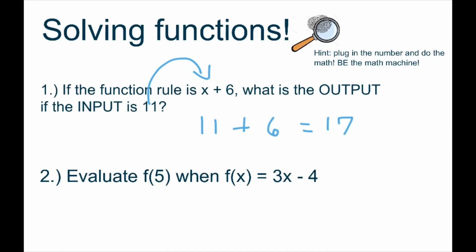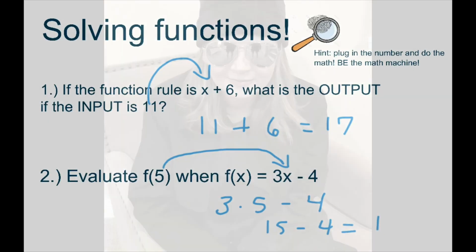Lastly, let's do this one. Evaluate f of 5 when f of x equals 3x plus 4. Doing the same thing, plugging in 5 for this x. So now I have 3 times 5 plus 4. 15 plus 4 equals 19.